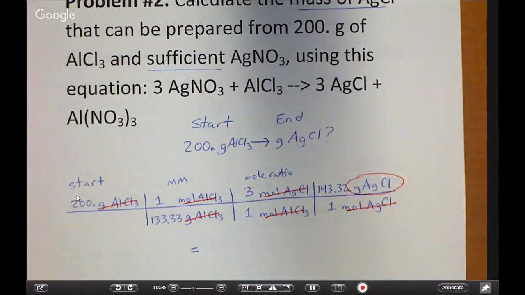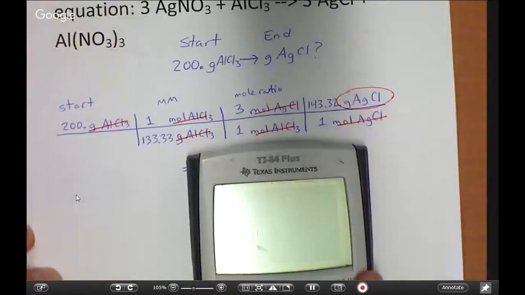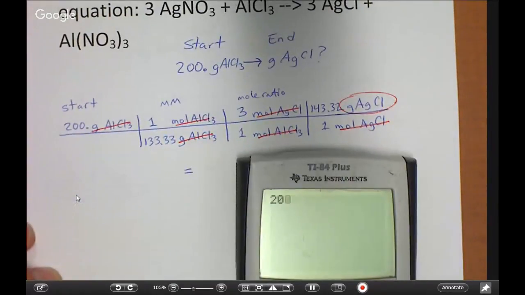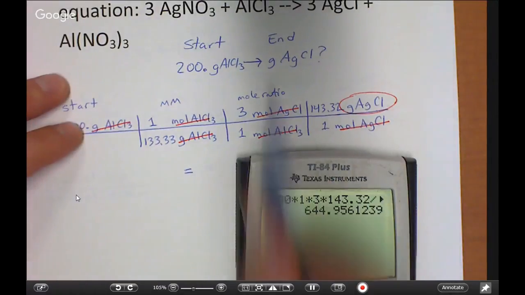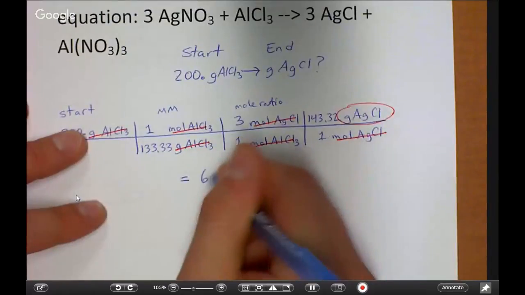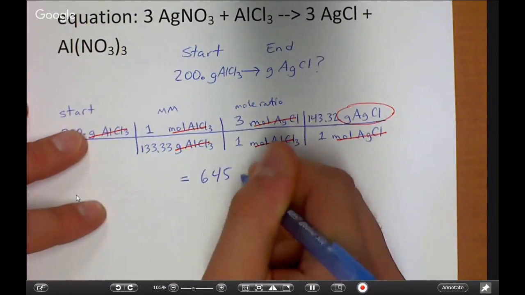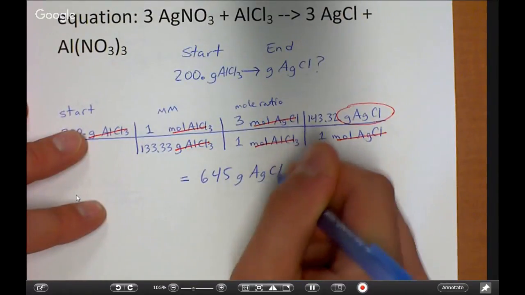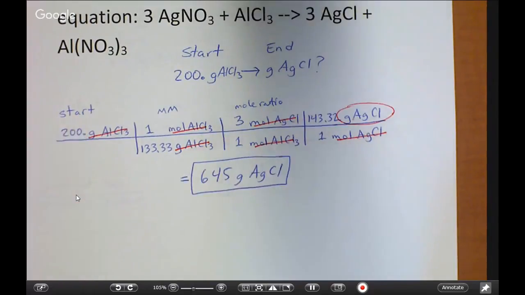And when we do the calculation, 200 times 1 times 3 times 143.32 divided by the mass on the bottom, 644.956 and change. We have 3 significant figures given in the problem from the 200. So we record 645 grams of silver chloride. That's it.